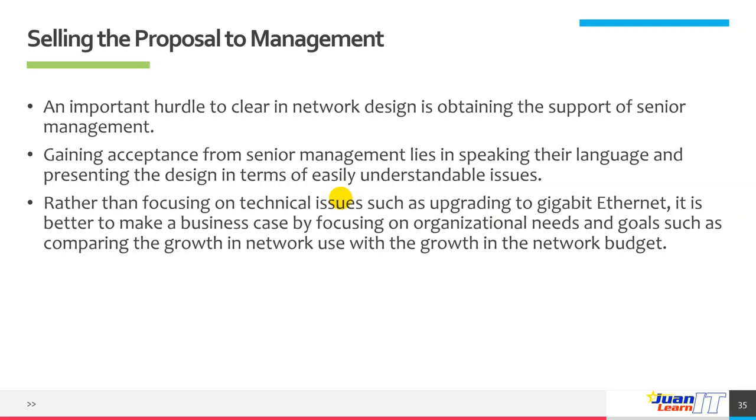We should have the power to persuade. It's very hard to persuade people, especially the bosses. That's why you have to speak their language. You have to speak the business way, at the business level. So don't give them too many technical matters or technical terms.